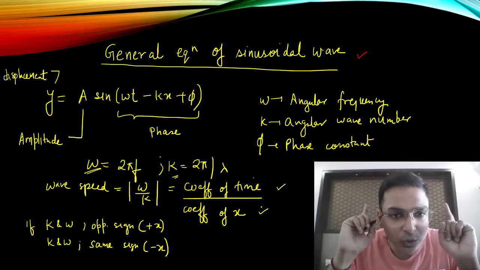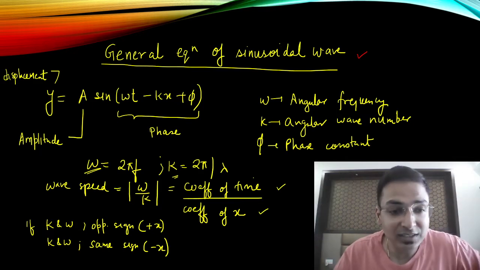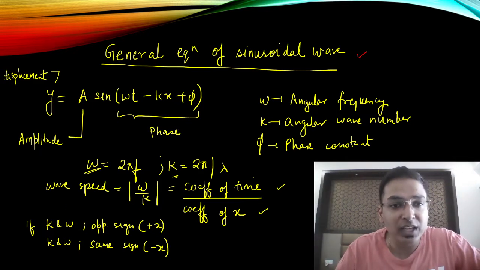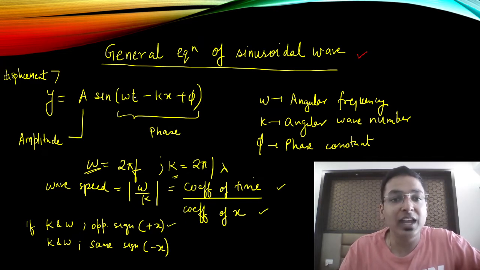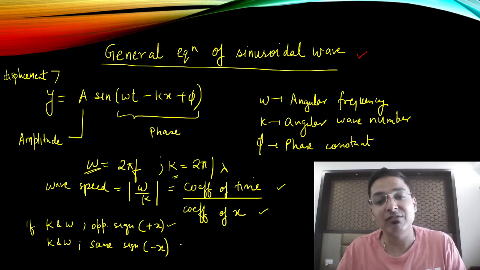And the important thing to remember is that if k and omega have opposite signs, then the wave is traveling along positive x. If k and omega have the same sign, then it is traveling along negative x.